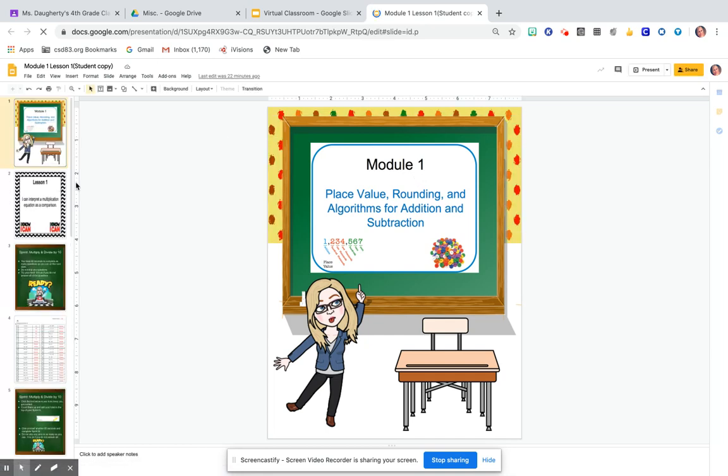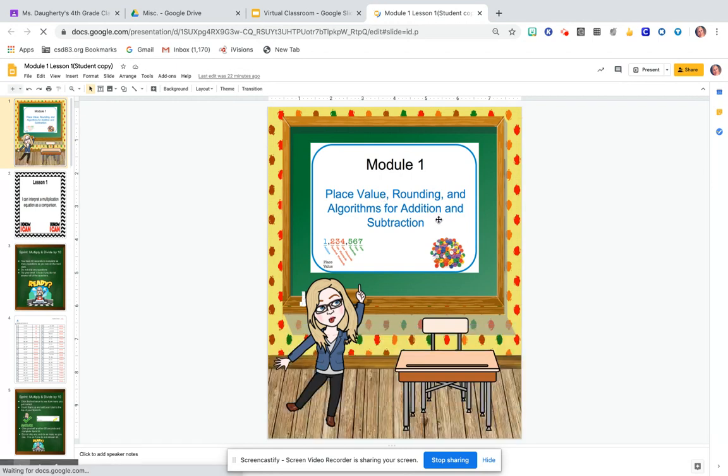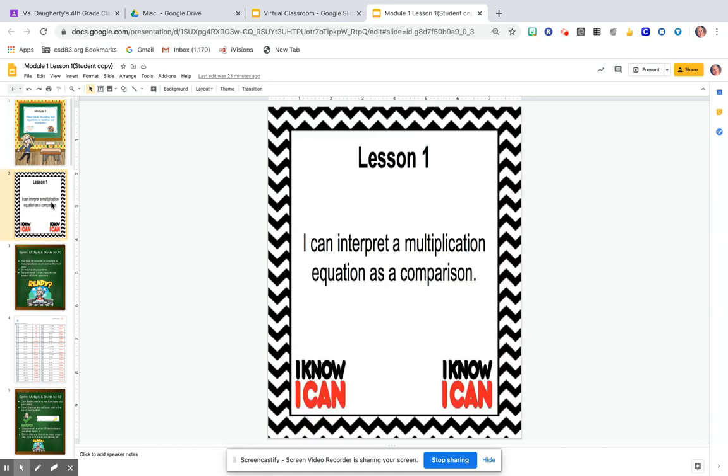But today, while this is loading, we're going to focus on the place value side of Module 1, not the rounding or the adding and subtracting. We're just going to do place value for today. Okay. Our objective is I can interpret a multiplication equation as a comparison. I know it sounds fancy, but what that really means is anytime we put a number on a place value chart and we move it up, say we move it from the ones to the tens or from the tens to the hundreds, we're going to understand that that means we are multiplying it by 10. And you'll see that as we go along here. So let's go ahead and begin.